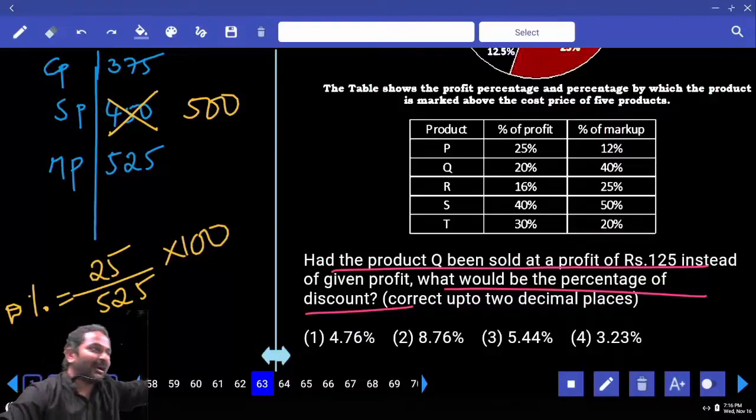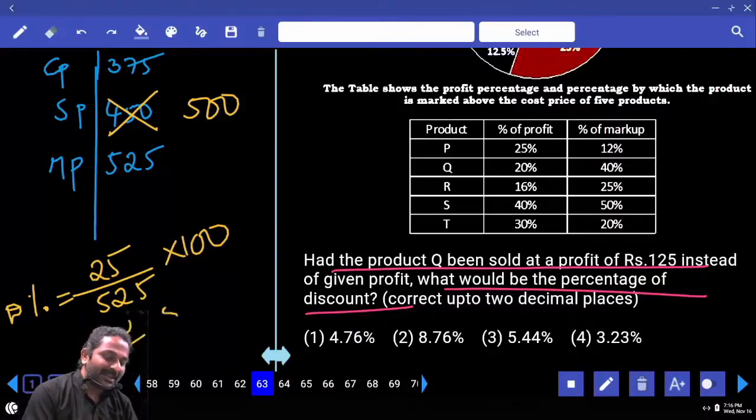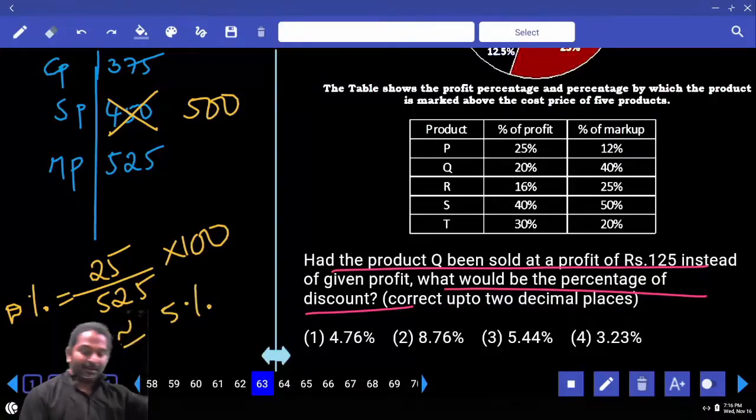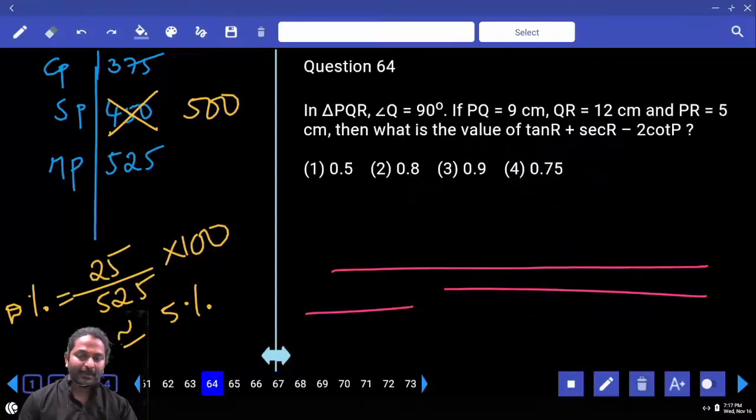26 point something. Our numerator is even less. So the answer must be approximately 5%, but more than 5 or less than 5? Look at your options. 4.76, the first option. Approximately 5 but less than that. Got it?